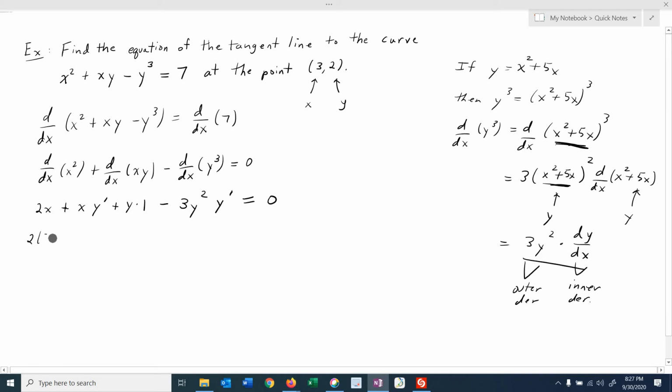So I'm going to plug in a 3 for any x that we have. So 3 there and a 3 here. And then I'm going to plug in a 2 for the y. So this is 2 minus 3 times 2 squared, because this is y, and y is equal to 2, and then times y prime. Okay, so this is going to give us 6 plus 3y prime plus 2 minus 12y prime. And then you can just add up like terms. So this is 6 plus 2 is 8, and then 3y prime minus 12y prime is minus 9y prime.